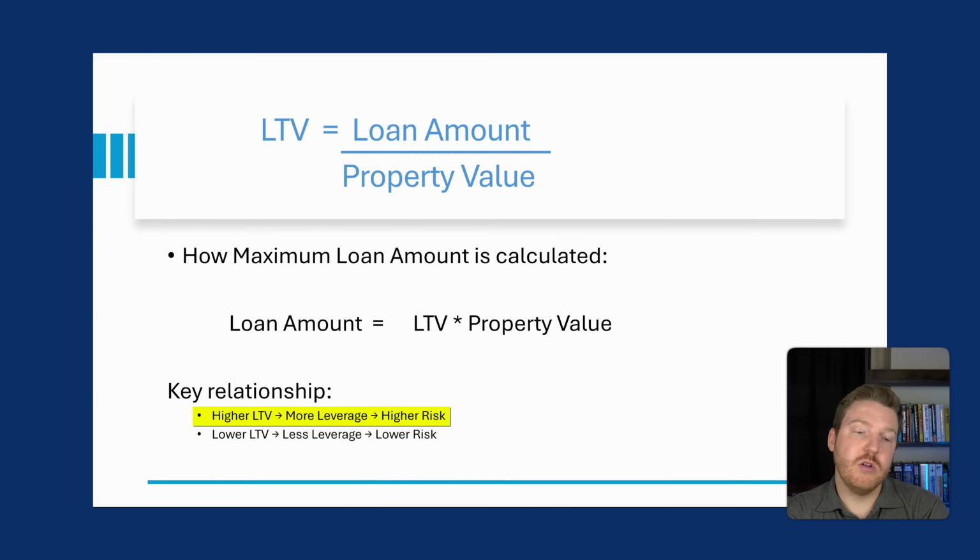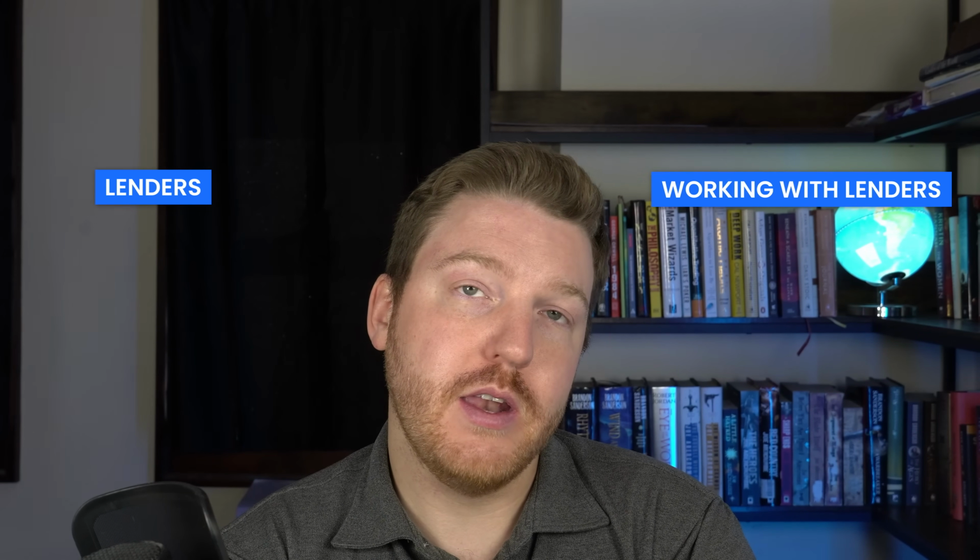So here's the key relationship. A higher loan to value ratio is going to imply more leverage, and more leverage implies higher risk, whereas a lower loan to value ratio is going to imply less leverage, which will imply lower overall risk on the purchase of this property. So let's take a look at what that means for lenders and working with lenders.